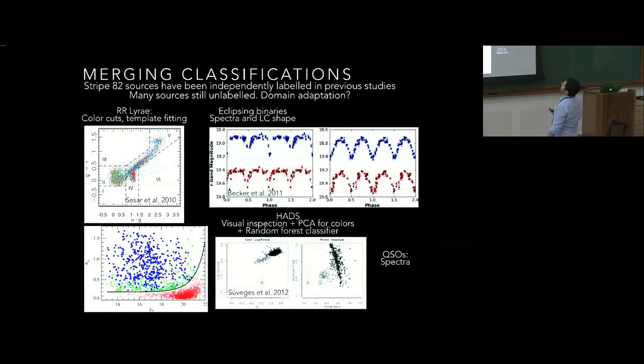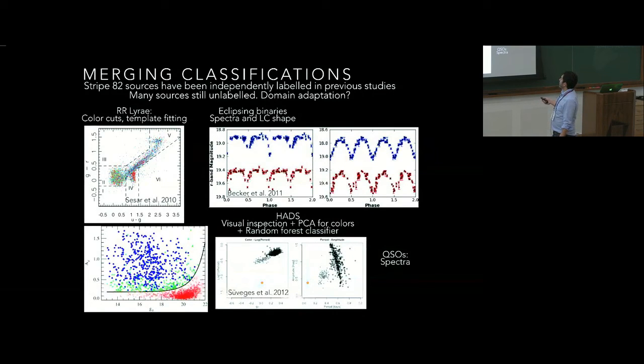And there's a number of methods in the literature for assigning labels to these sources. So for example, for the RR Lyrae, you can do a little bit of color selection to select your variable stars. And then you can do some template fitting for the light curves and separate further the space by plotting here the G magnitude and the variability of G magnitude, and you will separate the sources of your interest. For the eclipsing binaries, you usually do spectra and you do visual inspection of the light curve in order to decide whether it's an actual eclipsing binary.